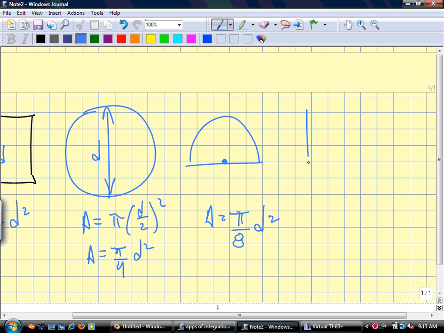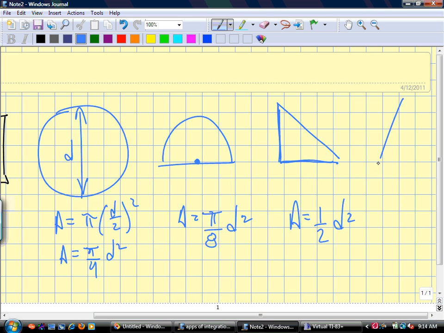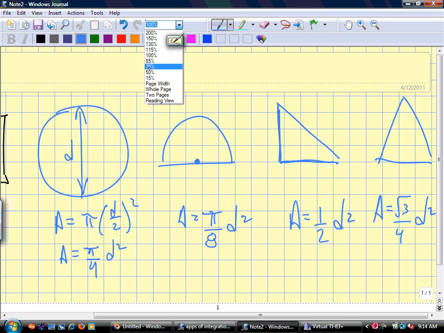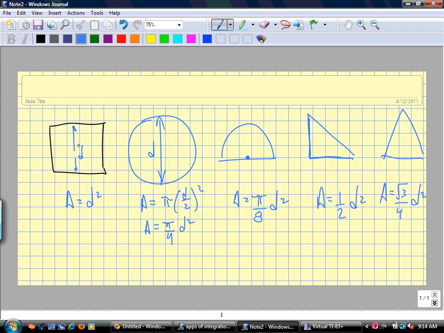I don't know if it's anything profound. An isosceles right triangle: 1/2 d squared. And then the weird one, the equilateral triangle, √3 over 4 d squared. What is the same about every single one of these formulas? D squared. What's the only thing that's changing? Yeah, the coefficient.